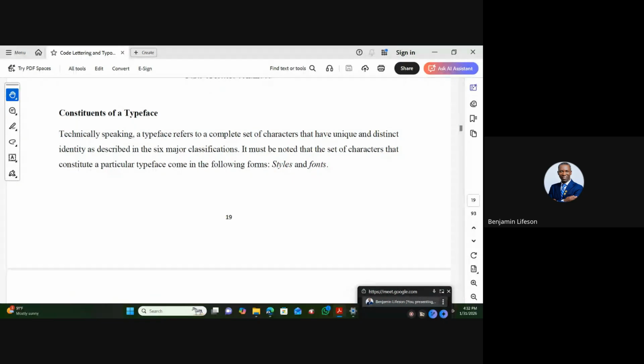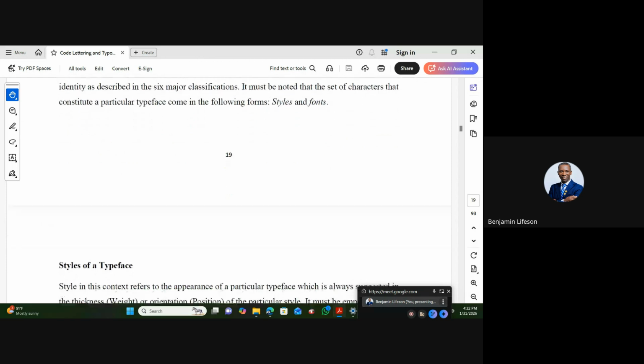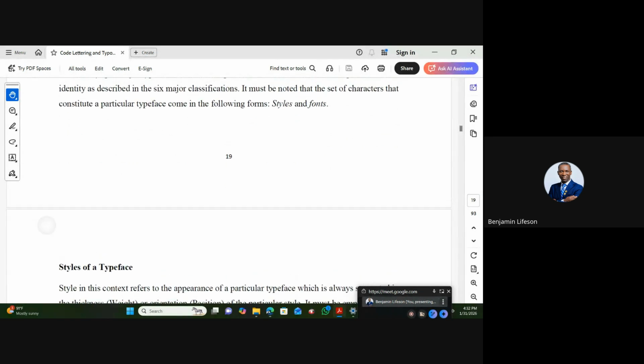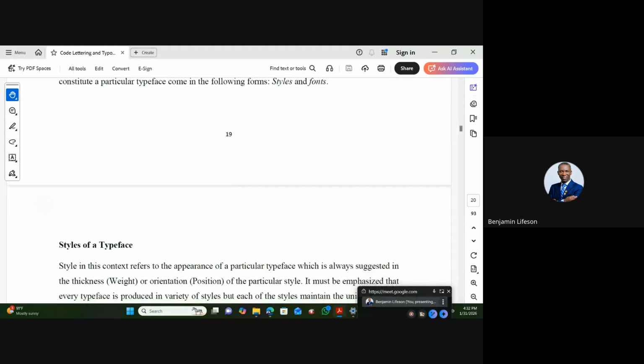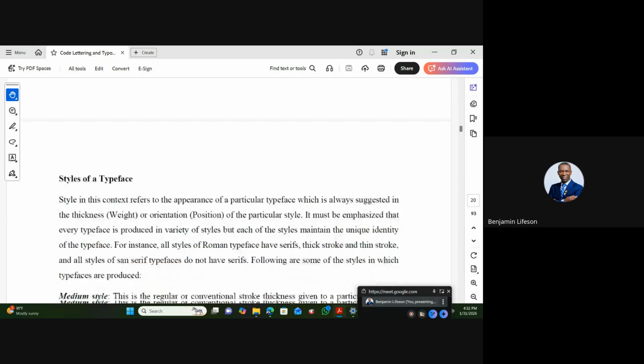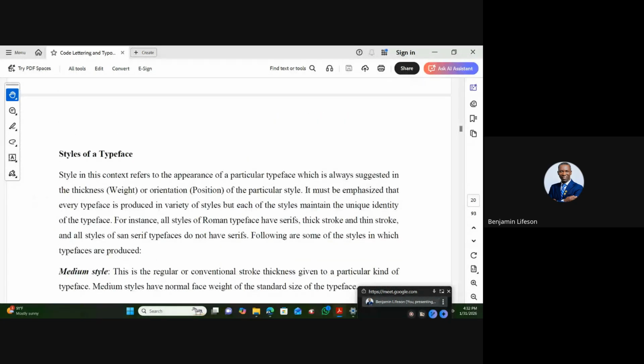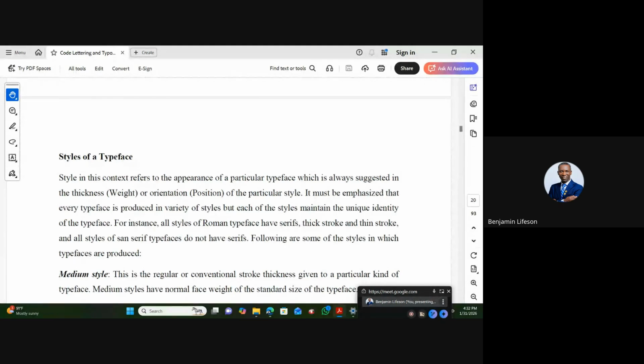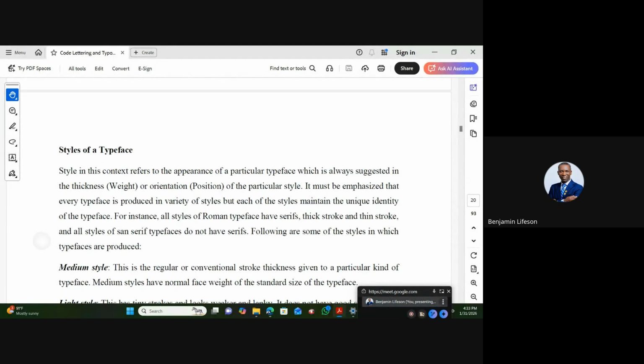So we must know that the set of characters that constitute a particular typeface come in the following forms. We have styles and font. So we want to look at what a style is so far as typeface is concerned. If you say the style of a typeface, what do we mean? Please read.